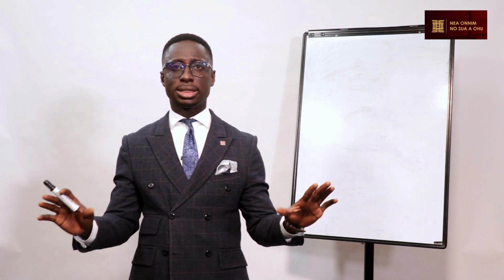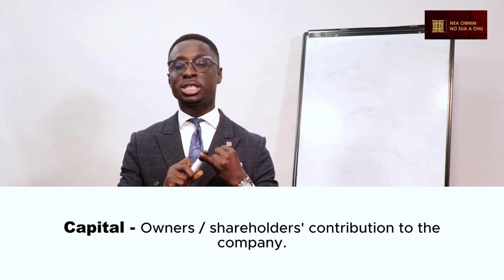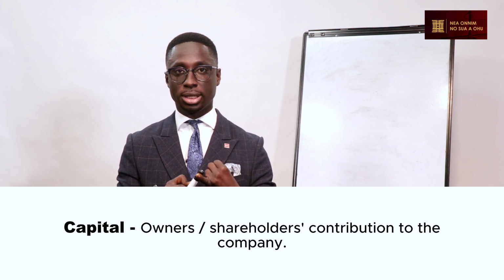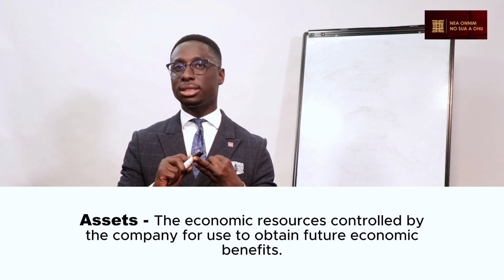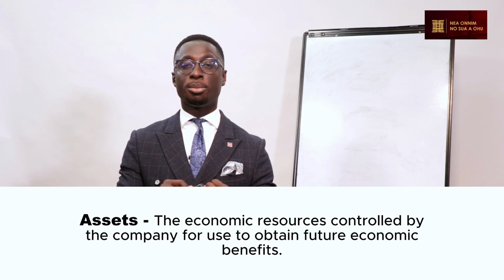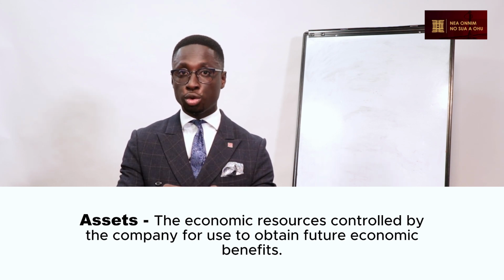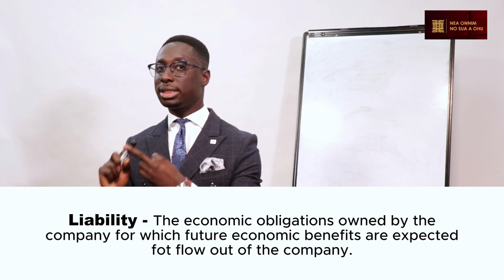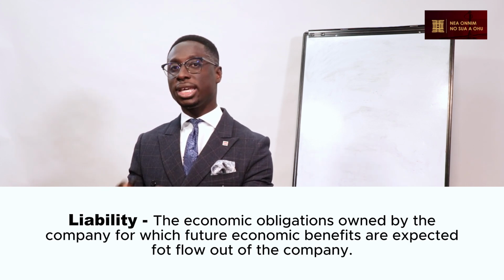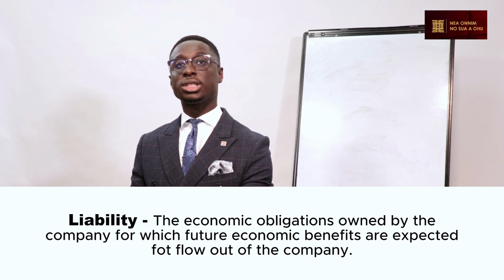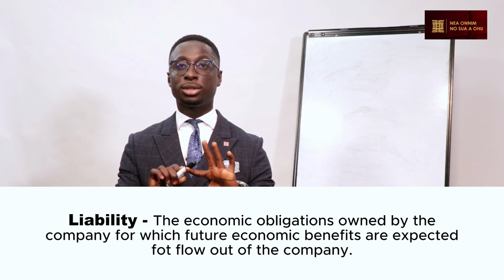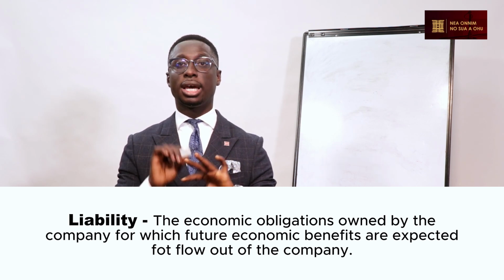What does this story tell us? Three main elements. There is capital, which is money coming from the owner of the company, or the owners, the shareholders of the company. There is assets, which is the economic resources that are controlled by the company. And then there is the liability, which is the obligations that the company has towards its lenders or creditors. Three elements: capital, assets, liability.